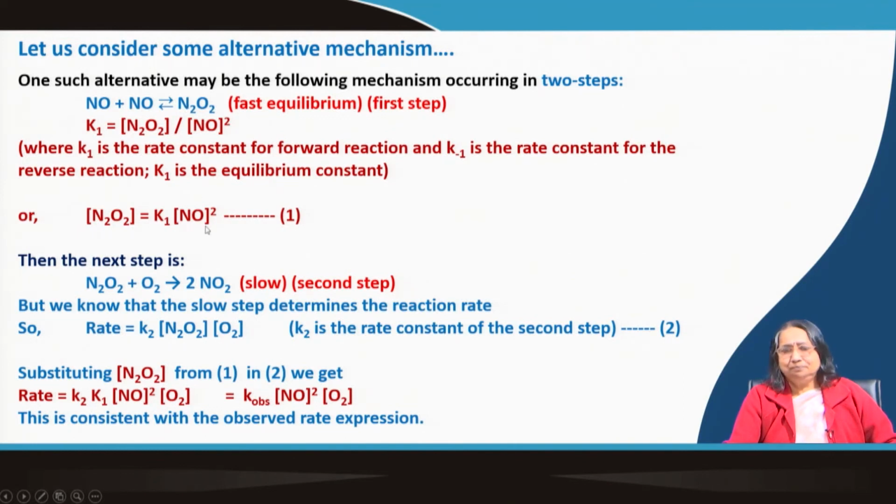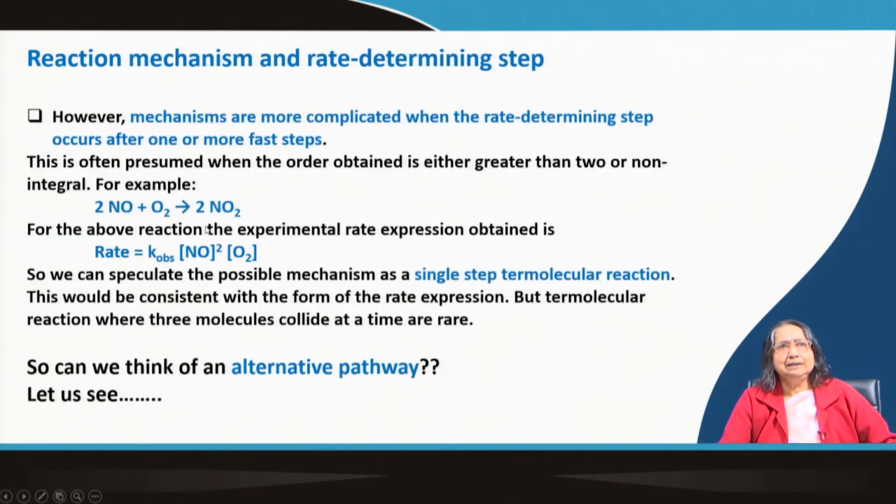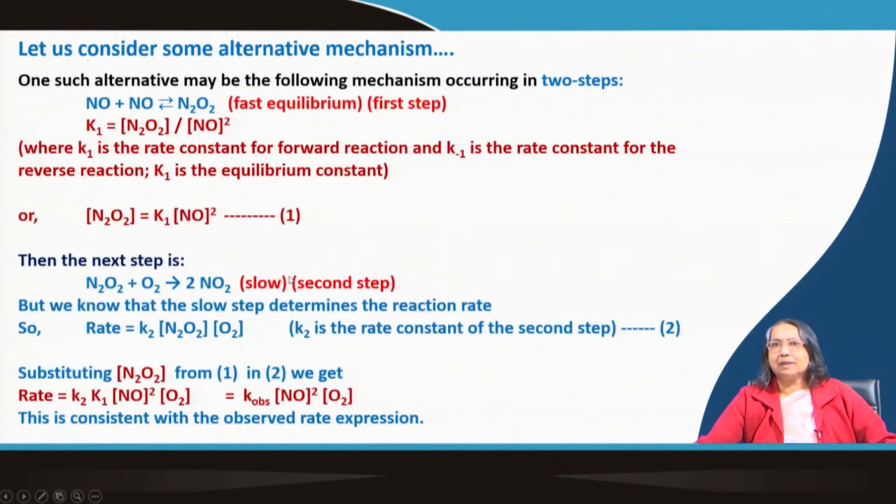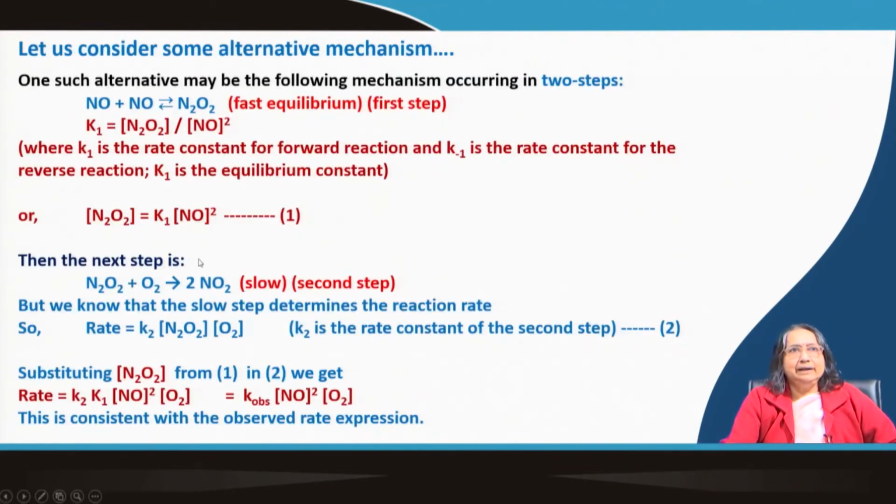Let me show the reaction again. This is the reaction, okay. So there is no N2O2. Then what can we do? We can put in the value of N2O2 here. N2O2 we can take from here, okay. N2O2 is nothing but K1 into NO to the power 2, okay.